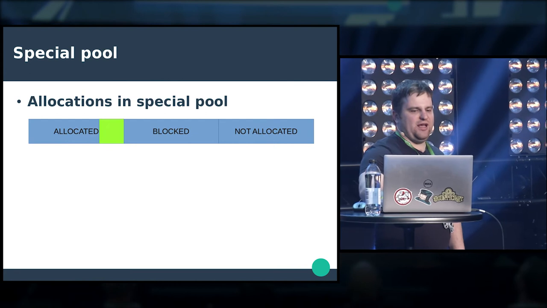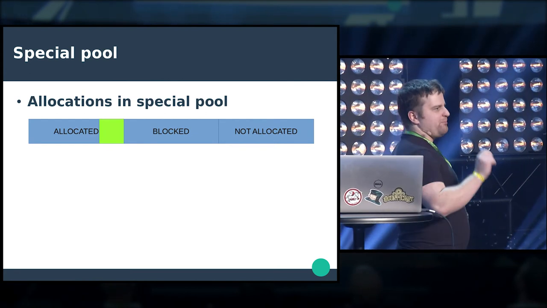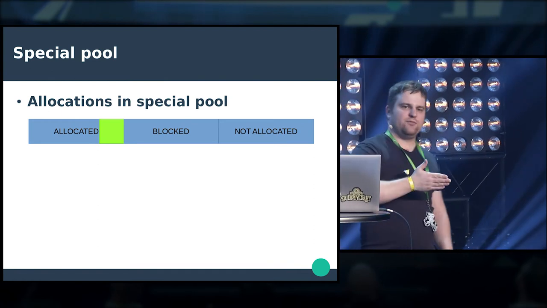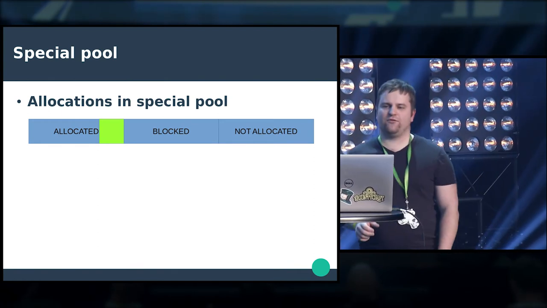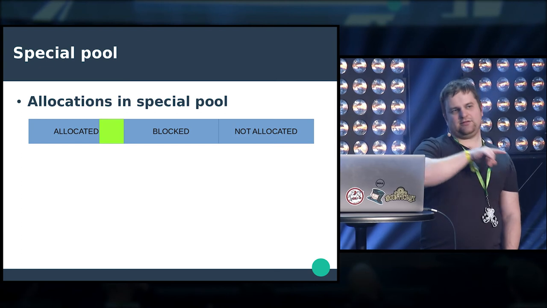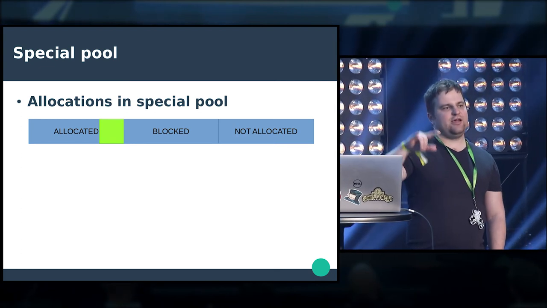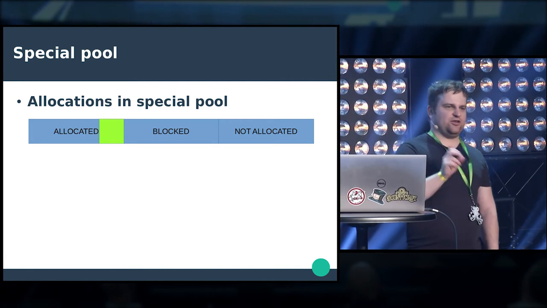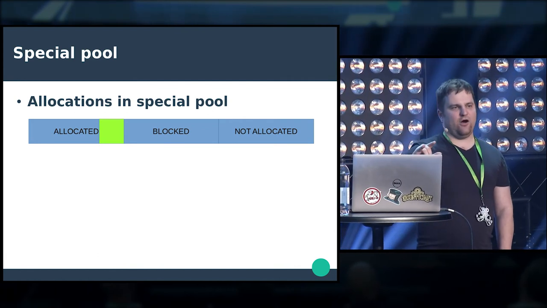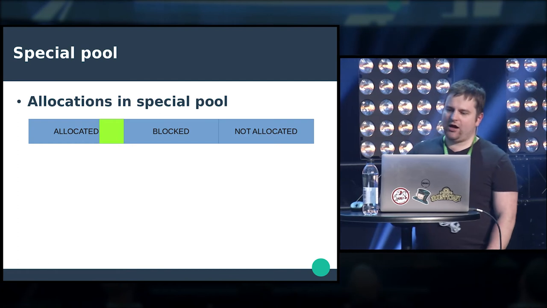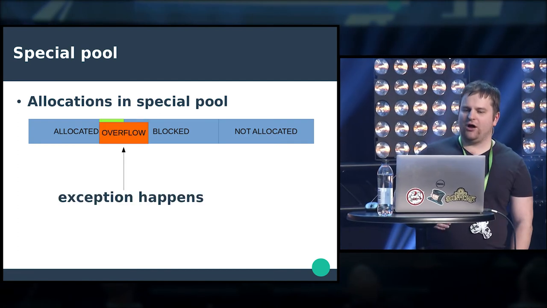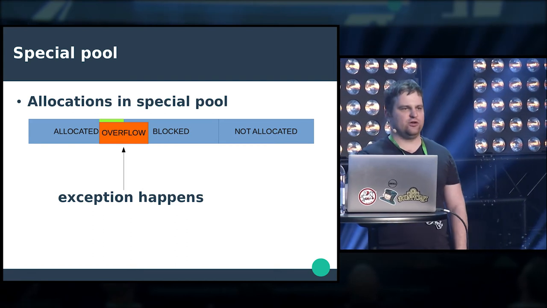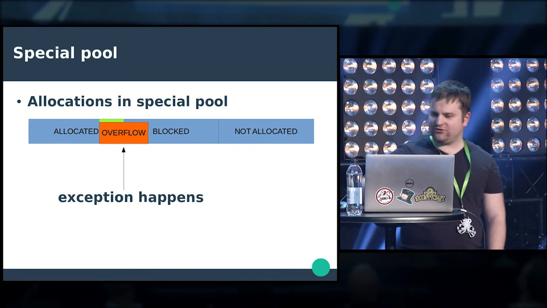What special pool means is that for every allocation, one page is allocated from, or mapped to, physical memory. The second page after that is marked as not accessible. And your allocation is put at the end of the first page. Now, if an overflow happens, it will overflow into the blocked page, the CPU will raise an exception, blue screen of death, and everything else follows.